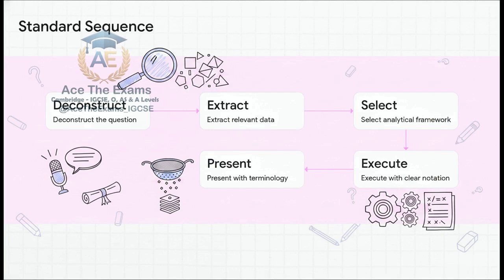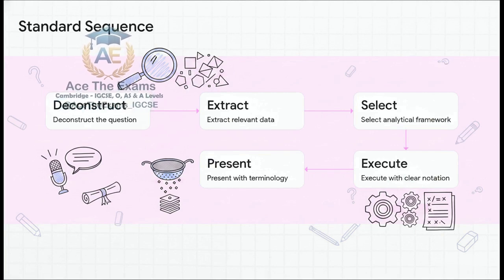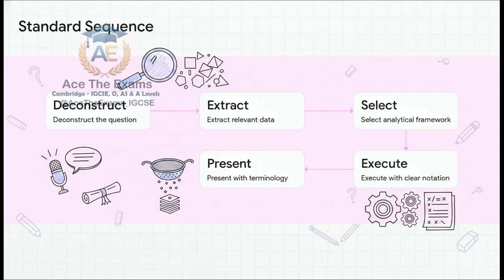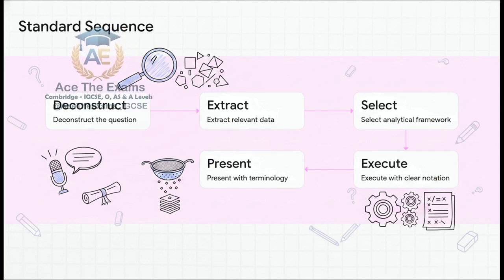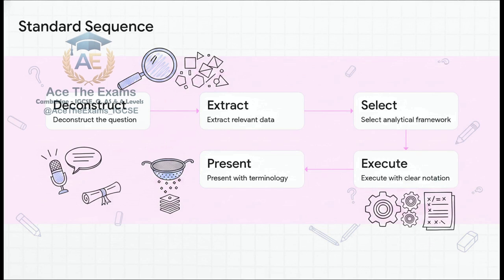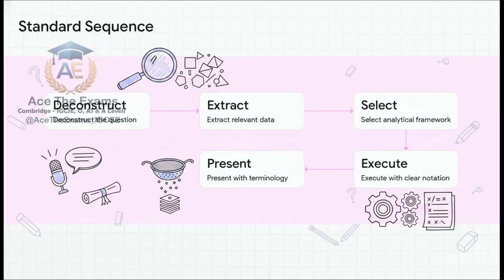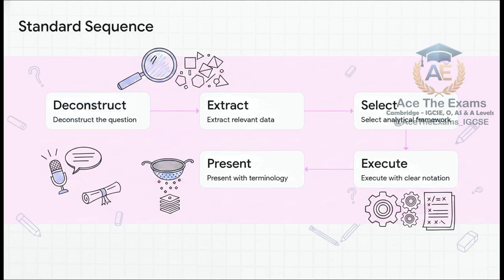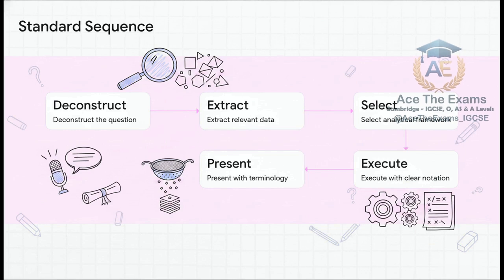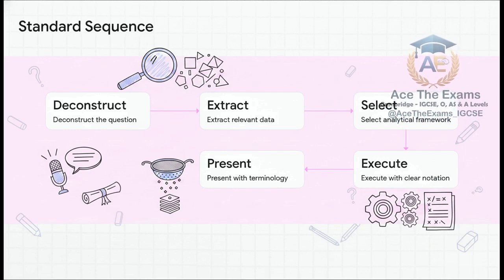Step 1, deconstruct the question. Step 2, extract the relevant data and apply the underlying principles. Step 3, select your analytical framework. Step 4, execute your analysis with absolute clarity in your notation. And finally, Step 5, present it in the appropriate format using the exact correct terminology. I promise you, following this exact order acts like a guardrail. It prevents you from panicking and missing critical elements when the exam pressure is on.